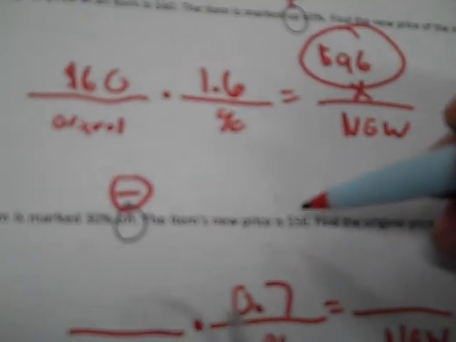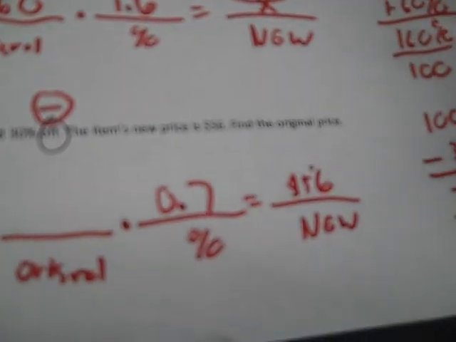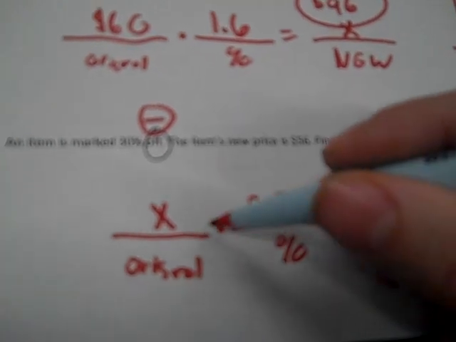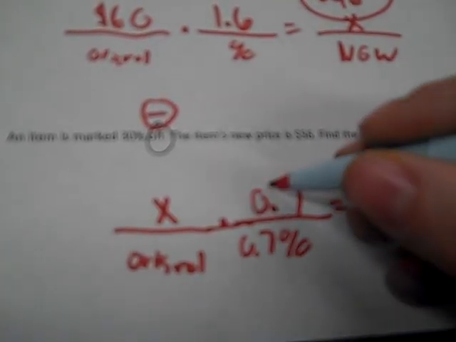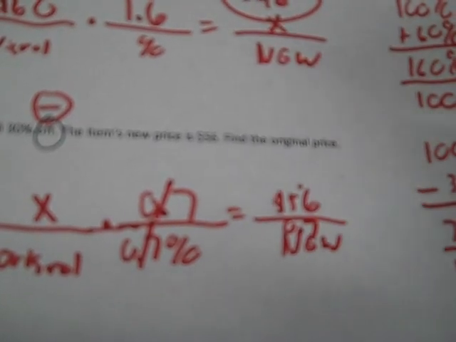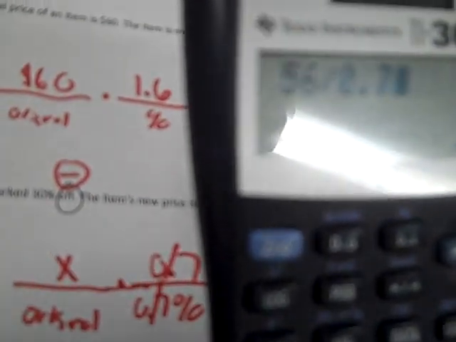Okay, now from here it says 56, and the new price is $56. That means X is my original amount, so I don't multiply here, I just connect the lines, and I put the 0.7 factor so that it can be canceled out. 0.7 under 56. So when I divide, it has to be 56 divided by 0.7.